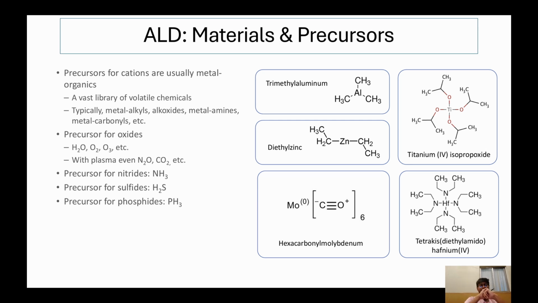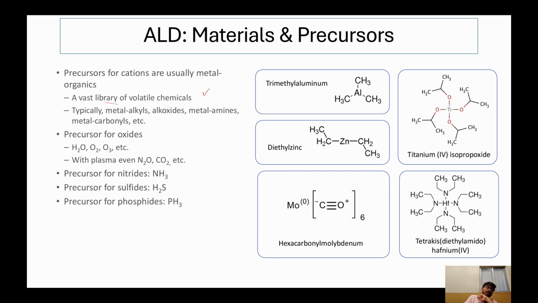A vast library of volatile chemicals is available for ALD, and as I told you, for CVD too, there are precursors for almost all the elements, ALD precursors. So you can just check with some websites like STREM Chemicals, where you can find these precursors.